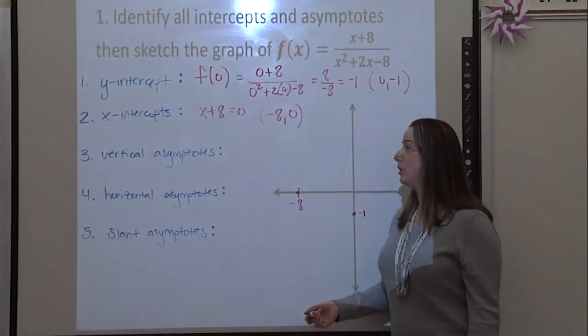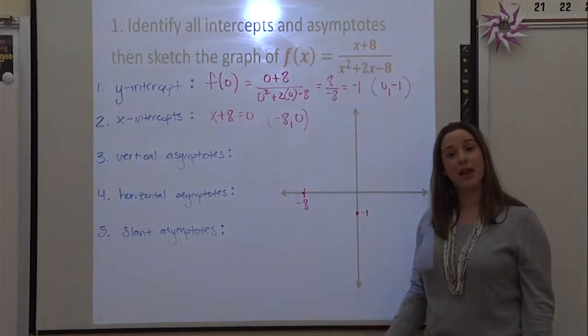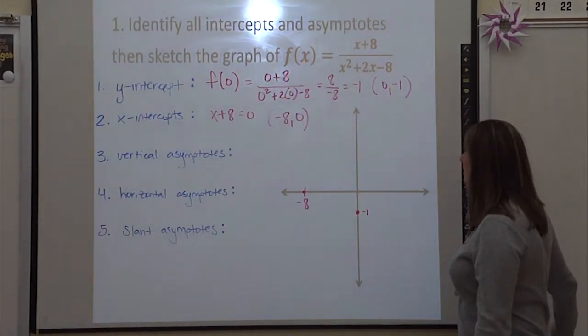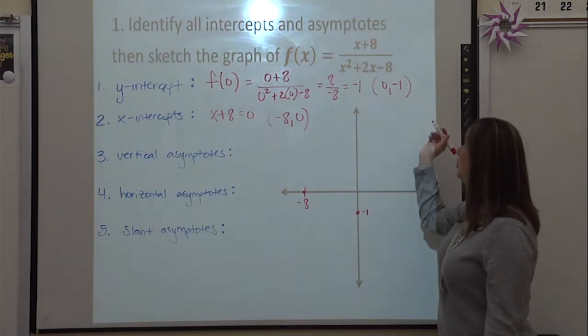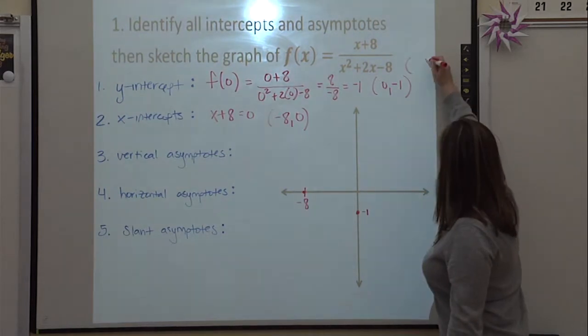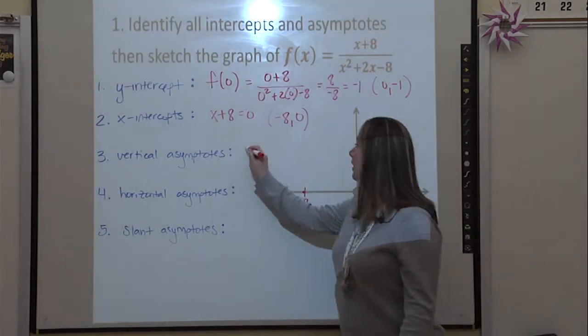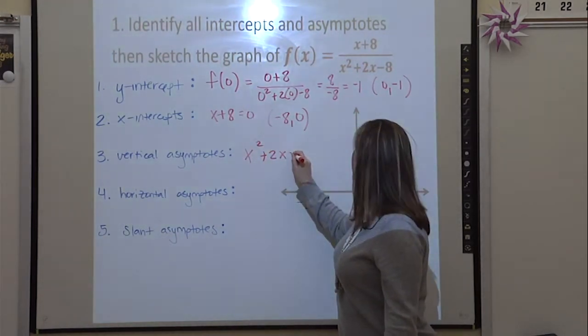My vertical asymptotes. This is when I examine the denominator and I want to factor it and see where I'm going to have vertical asymptotes. I'm going to set that equal to 0 and solve. So if I think about x squared plus 2x minus 8, when I factor this, and I'll factor it over here, x squared plus 2x minus 8.